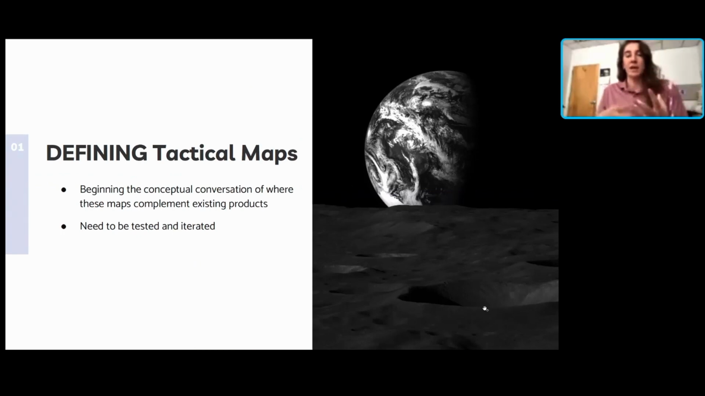So starting with defining these tactical maps, I want to emphasize that we're starting a conceptual conversation about how these maps fit into existing products, and they need to be tested and iterated to be applied during crewed missions. Next slide, please.